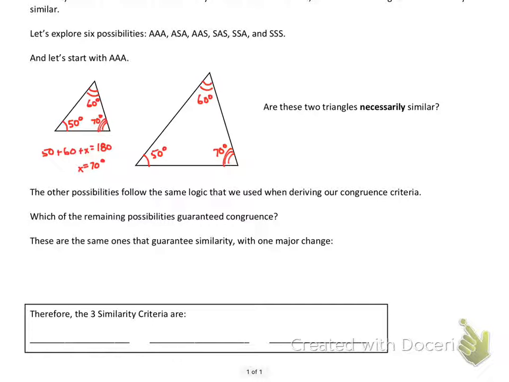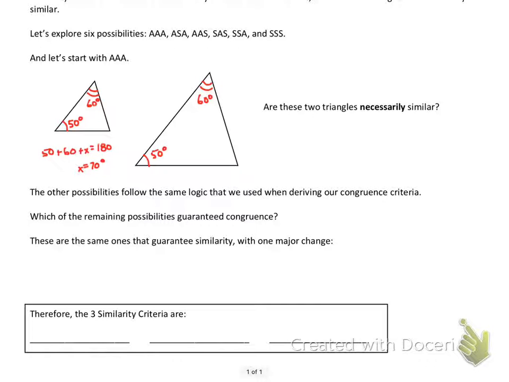So we have kind of this chain of logic that follows. And so I'm going to go ahead and erase that 70 out of there. And let's follow the logic. If two angles are congruent, then that means all three angles are congruent. If all three angles are congruent, then the triangles are similar. So we can kind of jump. We call this sometimes the transitive property. So it says, if two angles are congruent, then that means the two triangles are similar.